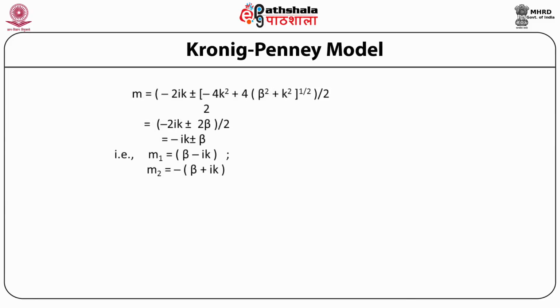m is equal to [−2ik ± √(−4k² + 4(β² + k²))] / 2, which is equal to −2ik ± 2β over 2, which comes out to be equal to −ik ± β. That is, m1 is given by β − ik and m2 is equal to −β + ik.